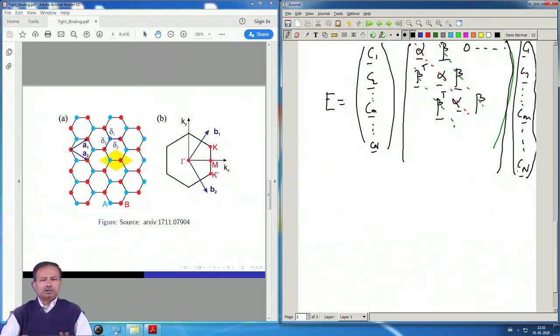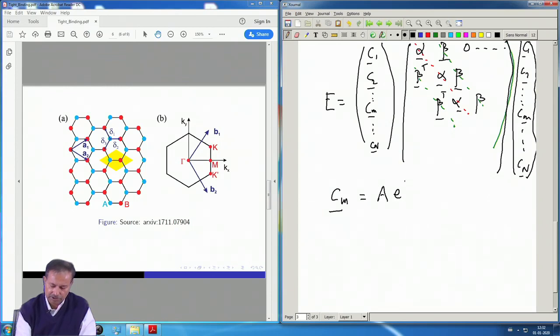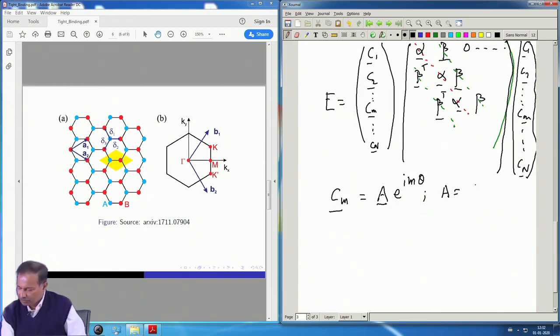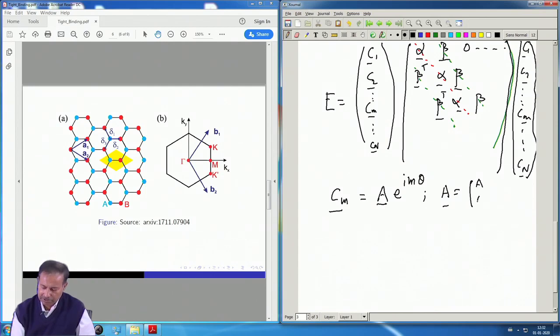So, this is the procedure. Now again we have a tridiagonal matrix, but each entry is itself a 2 by 2 matrix, but that is not a big complication. We just have to work in this 2 by 2 space, but the matrix is similar to the previous case where we used just one atom per unit cell. So, let us again do the same thing. We just assume a form which is A e to the power I m theta. Here A is a matrix again, A prime, basically a constant.